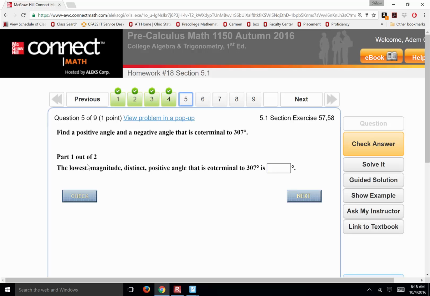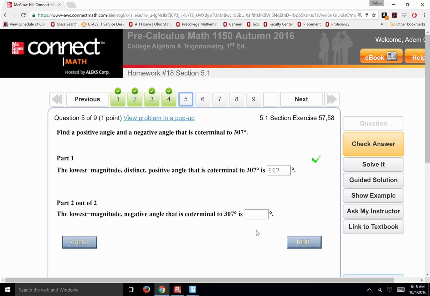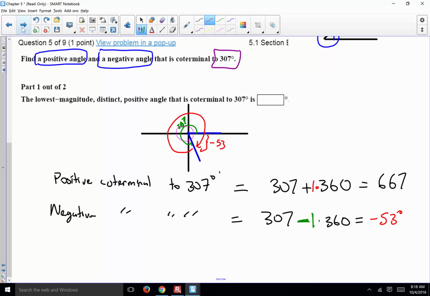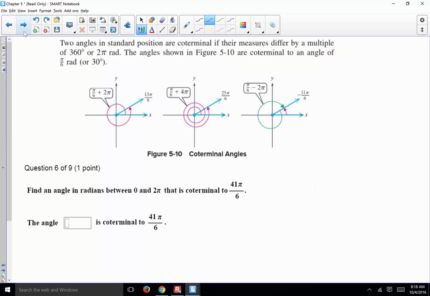They say the lowest magnitude, so don't do 2 turns. Lowest is 360 plus this, 667. And lowest magnitude negative is -53. Any questions about coterminal ones? You just rotate more and more.